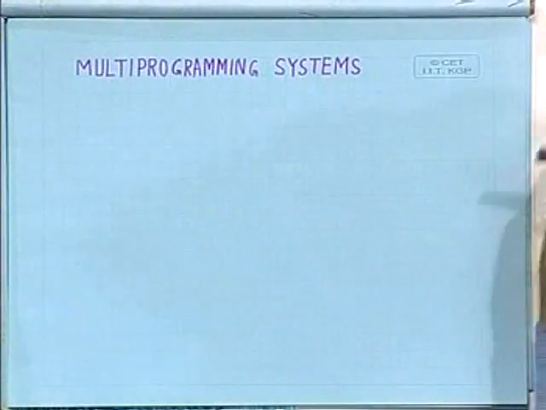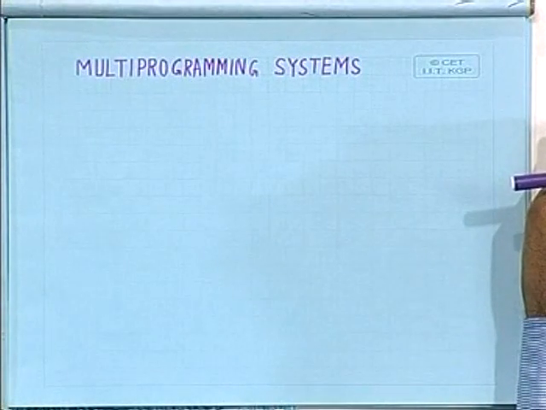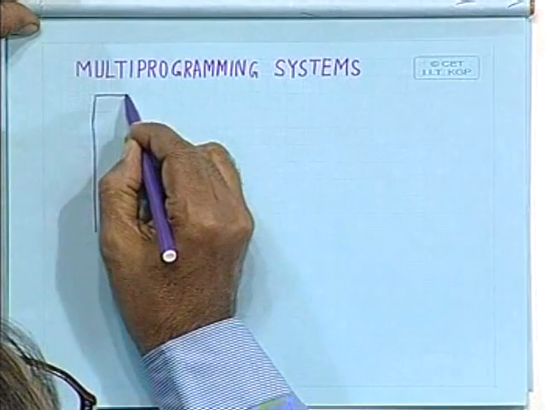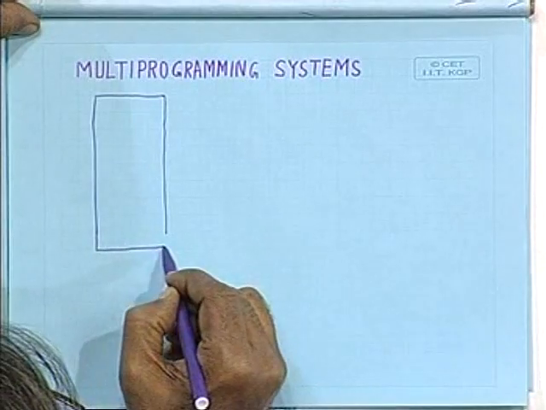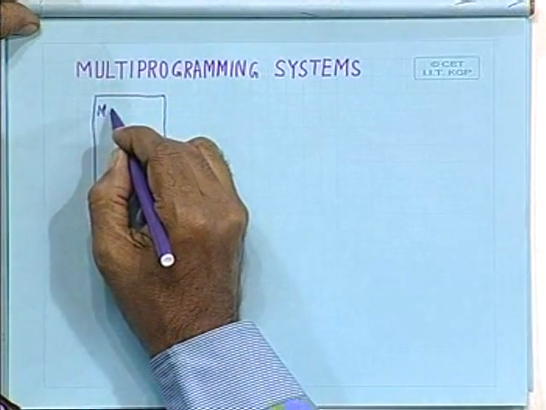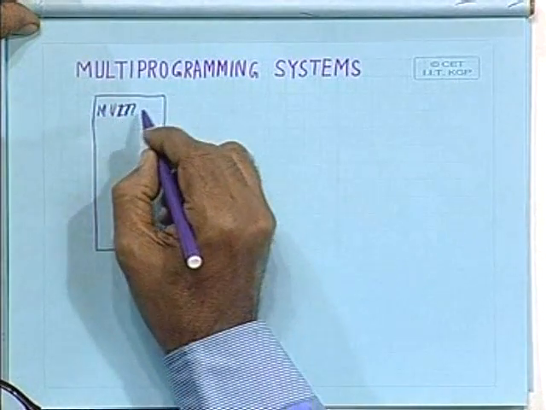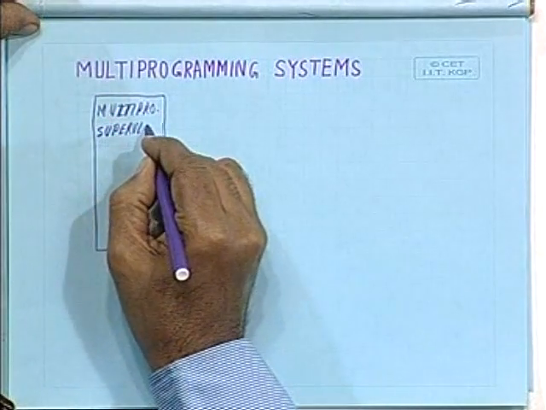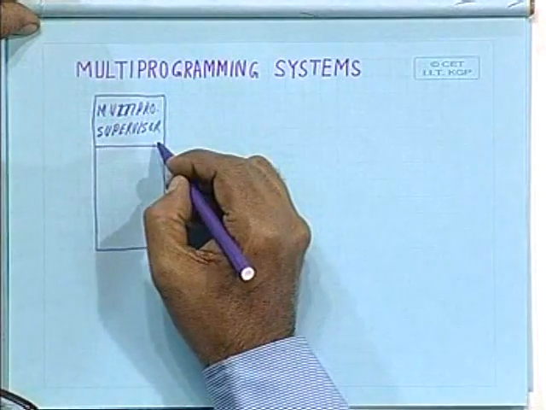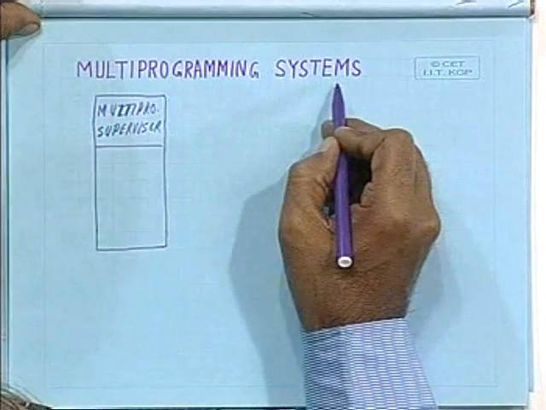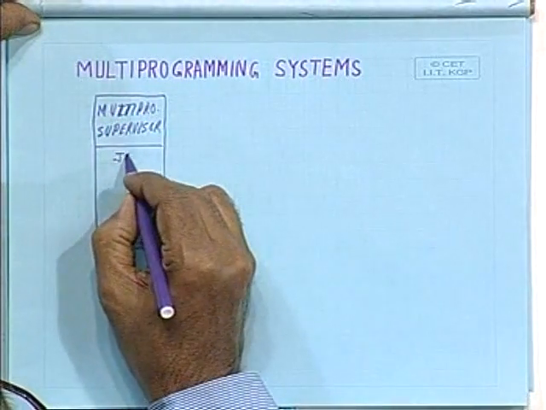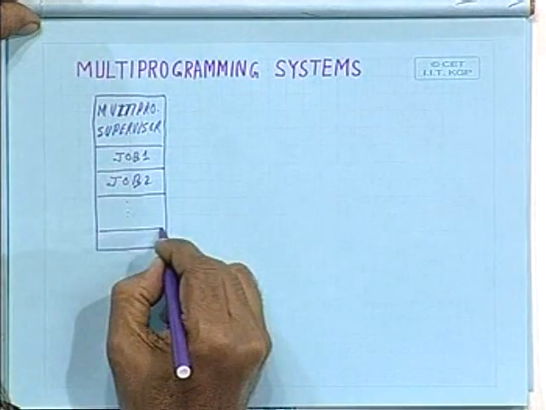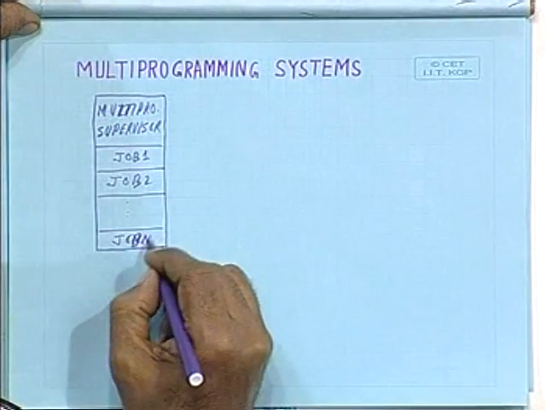As a consequence, these batch processing systems were removed, and a new technique known as multi-program operating systems was developed. In this case, the first thing that was done is all the jobs were loaded into the main memory. That means apart from the operating system, that is your multi-program supervisor, that is your monitor program or the operating system, you can say. Apart from this operating system, for the multi-programming operating system, you have job 1, job 2, and in this way all the jobs, job n, are all loaded into the main memory.